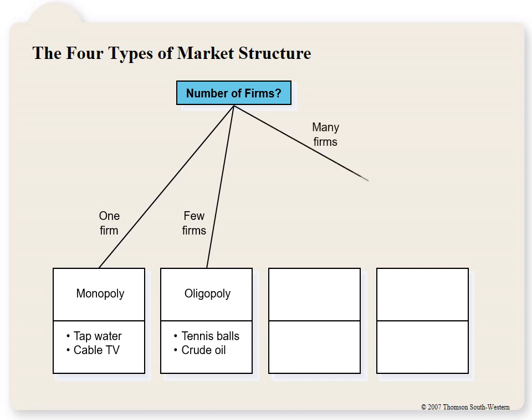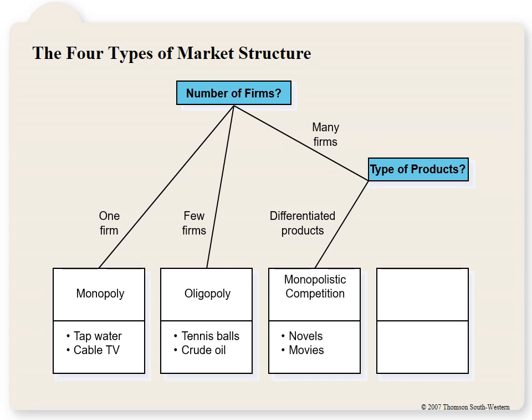And then if there are many firms, and this is why we're talking about this today, it could be two different types of market structures. So you have to then ask, is the type of product identical or not? If it is differentiated, if the products made by these many firms are different, that's what we're talking about today, which is monopolistic competition. Good examples are novels and movies. If they are identical, this is what we began with, which is perfect competition, so wheat and milk and things like that.